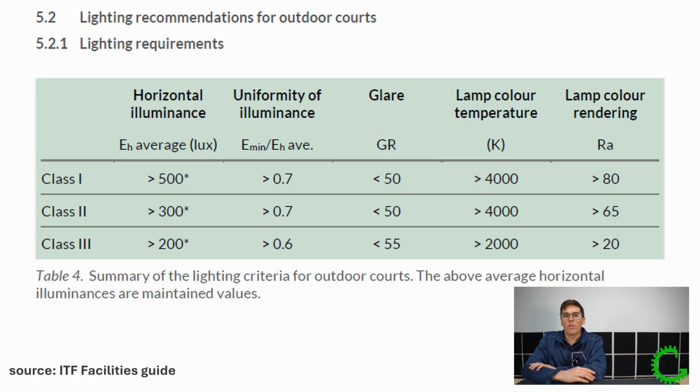As regarding sport facilities, some regulations require a certain type of color temperature. In every case, I would recommend from 5000 up to 6500 Kelvin to have either a more natural light or a more shiny light, depending on the situation.